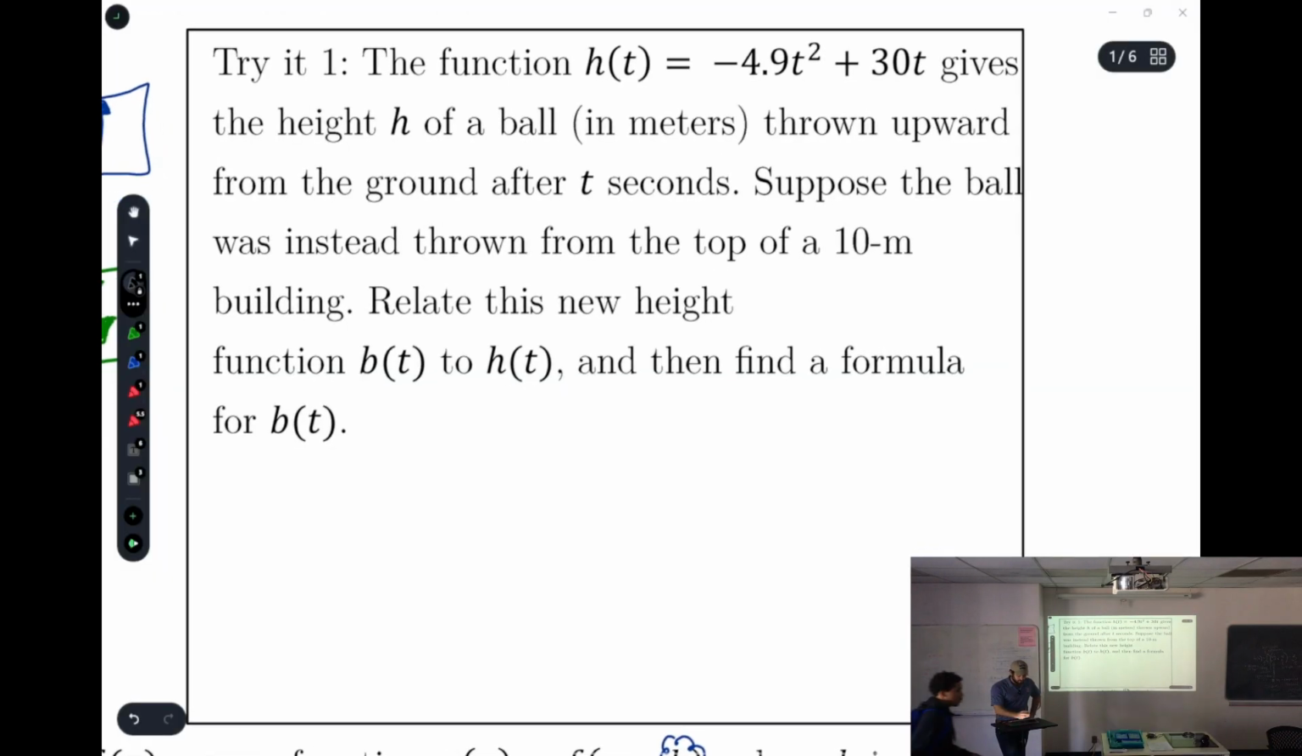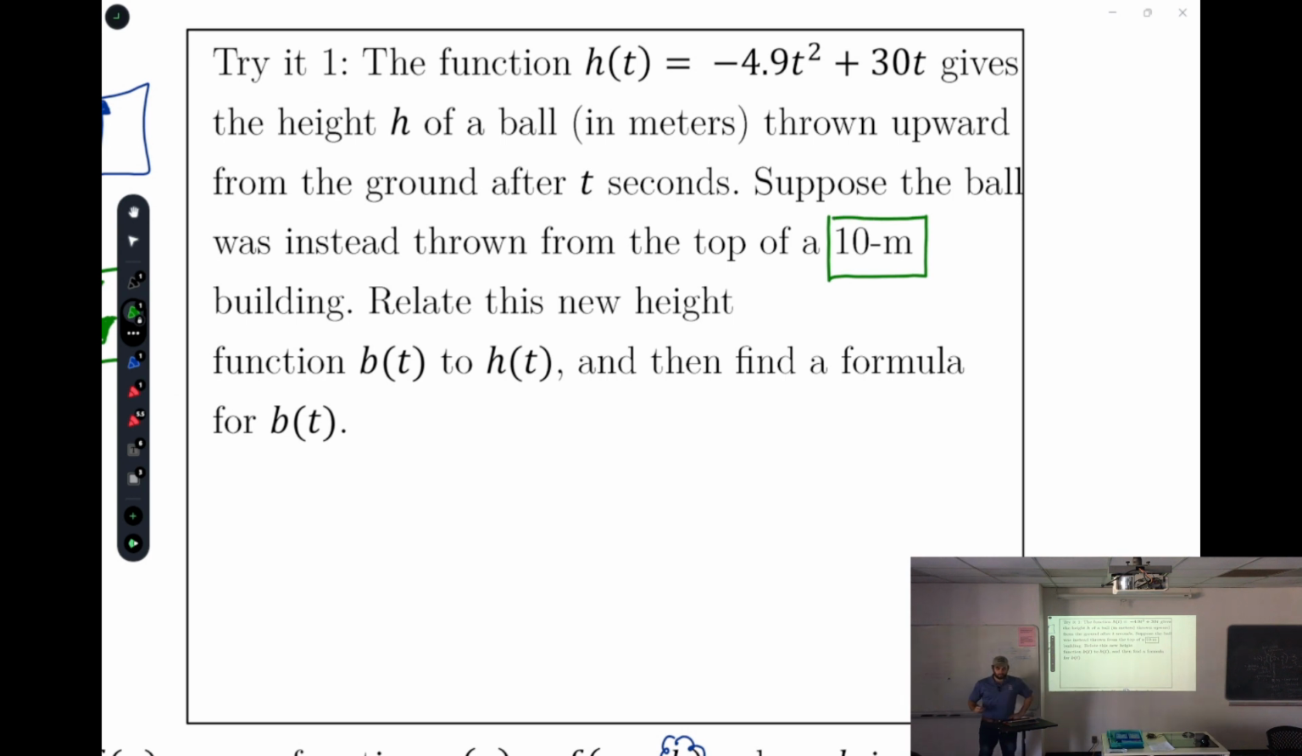Let's get rolling. We got a 10-meter building being added to a problem. So we've got ourselves a problem, an equation, a formula, and they're just adding a 10-meter building to it.